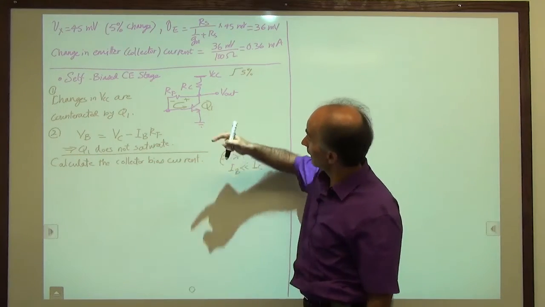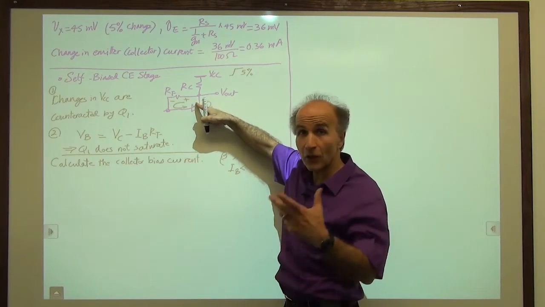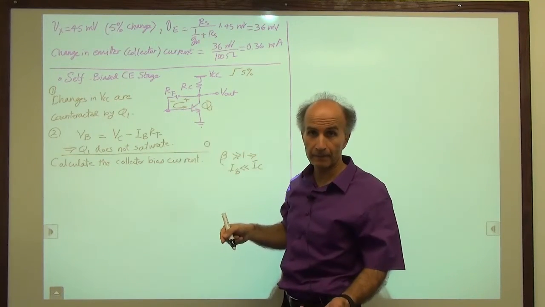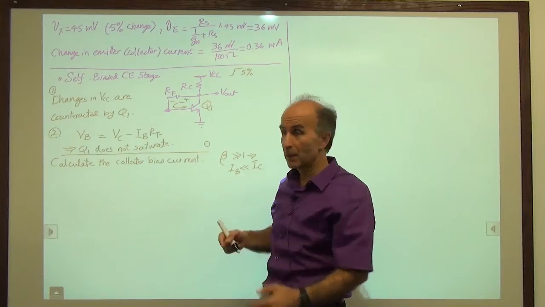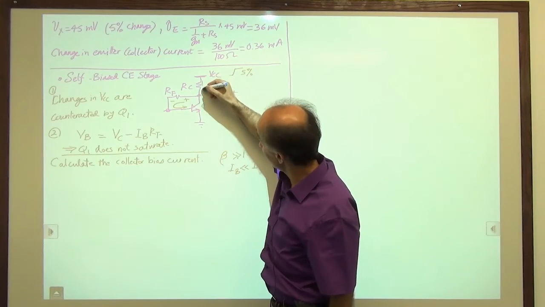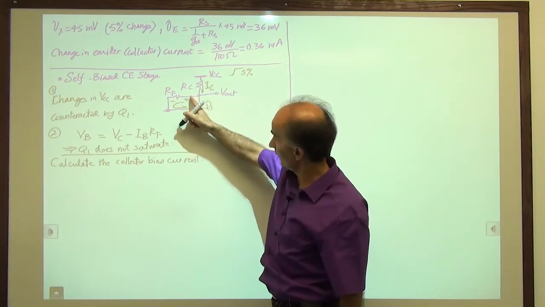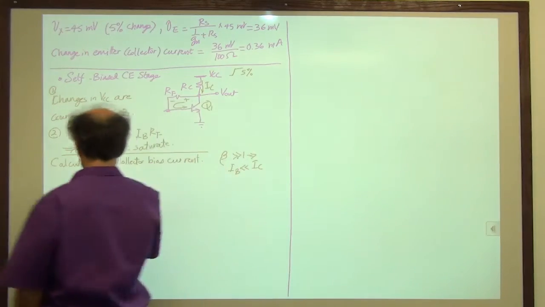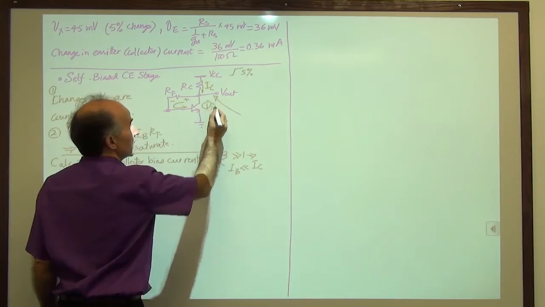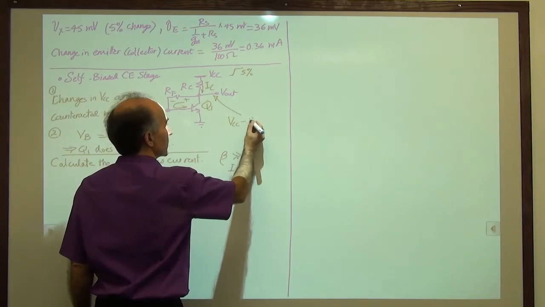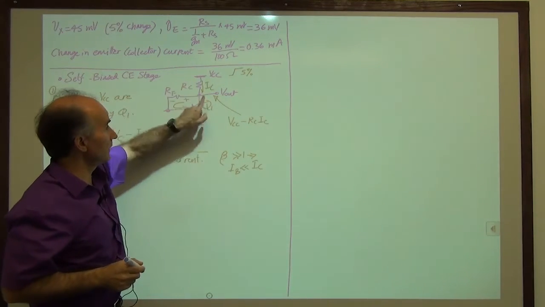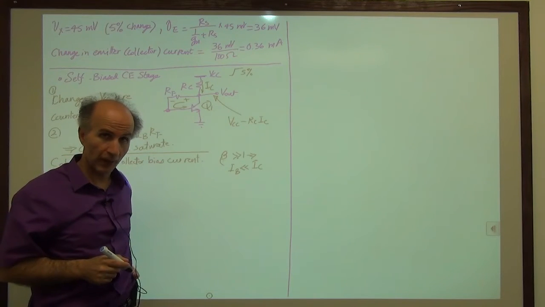So if that's true, I can say that IC in its entirety flows through RC, meaning that the little fraction that we lose to the base is negligible. So if all of IC flows through RC, the voltage drop across RC is IC times RC. So we have a current of IC flowing here because we are neglecting this base current contribution. And that tells us that this voltage here is equal to VCC minus RC IC. All right, the supply voltage minus RC IC gives us this voltage with respect to ground.